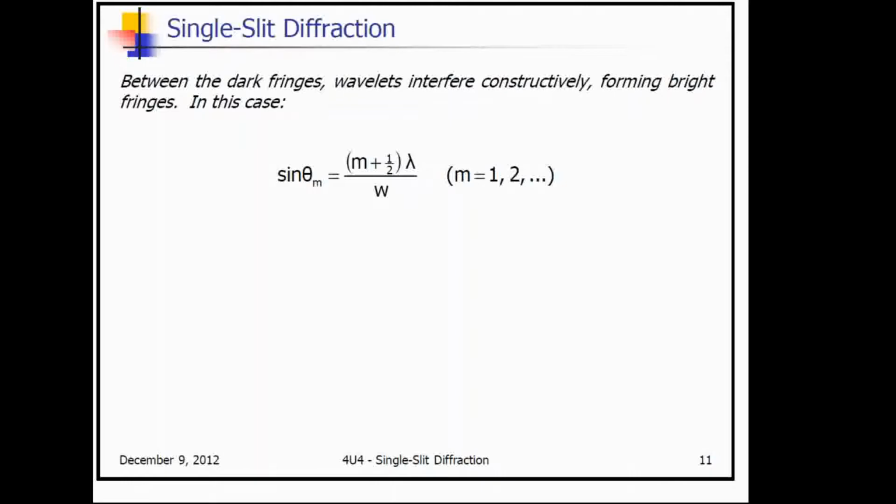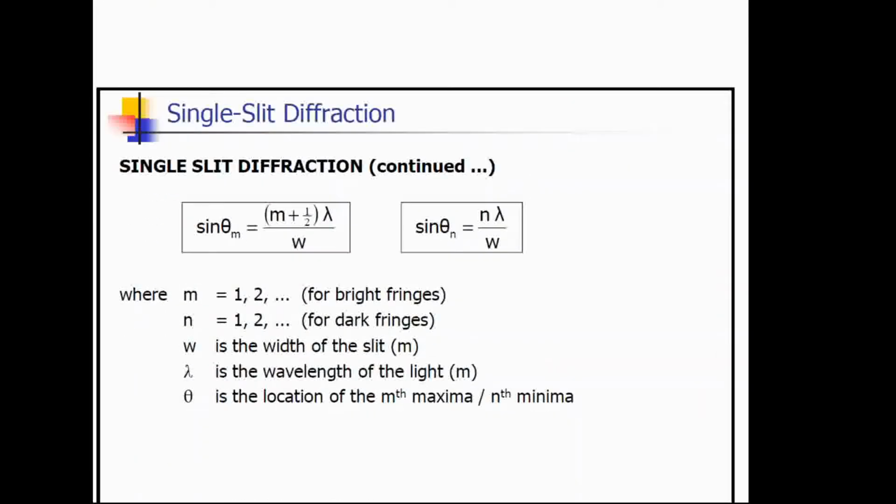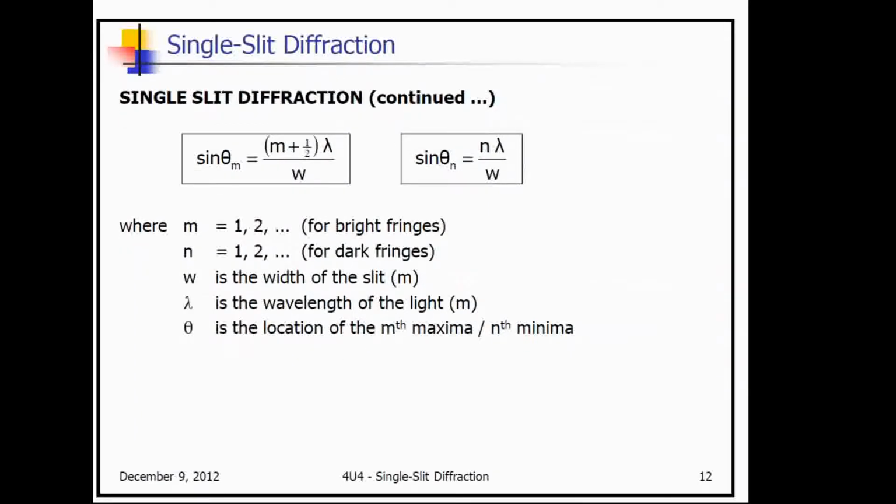For a bright fringe, we use m as, I guess, a whole number value. For a single slit, we use the m as at the half values. So please copy this down. Remember, m and n are the maximum numbers, and the central maximum is the 0th maximum. So we don't actually use the equation for that one.